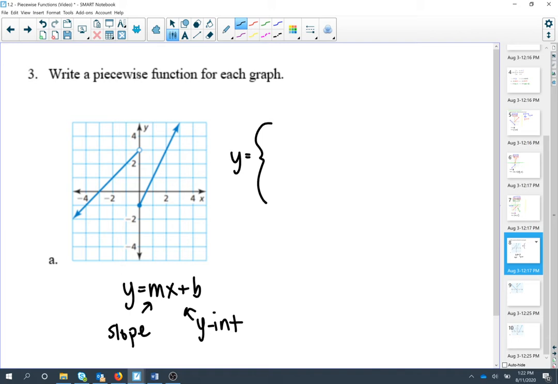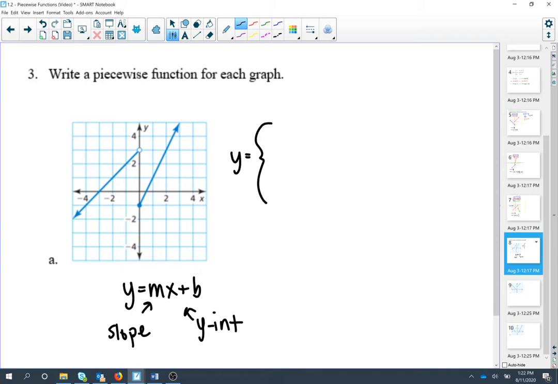So if I take a look, and you always start from left to right, just like with quadratics when we did increasing and decreasing, you read it like you would a book from left to right. You always start with the leftmost piece first. Then if there's a middle piece, you do the middle piece. And then if there's a right piece, you do the right piece. Here we have two pieces, so we're going to start on the left, and then we'll do the right.